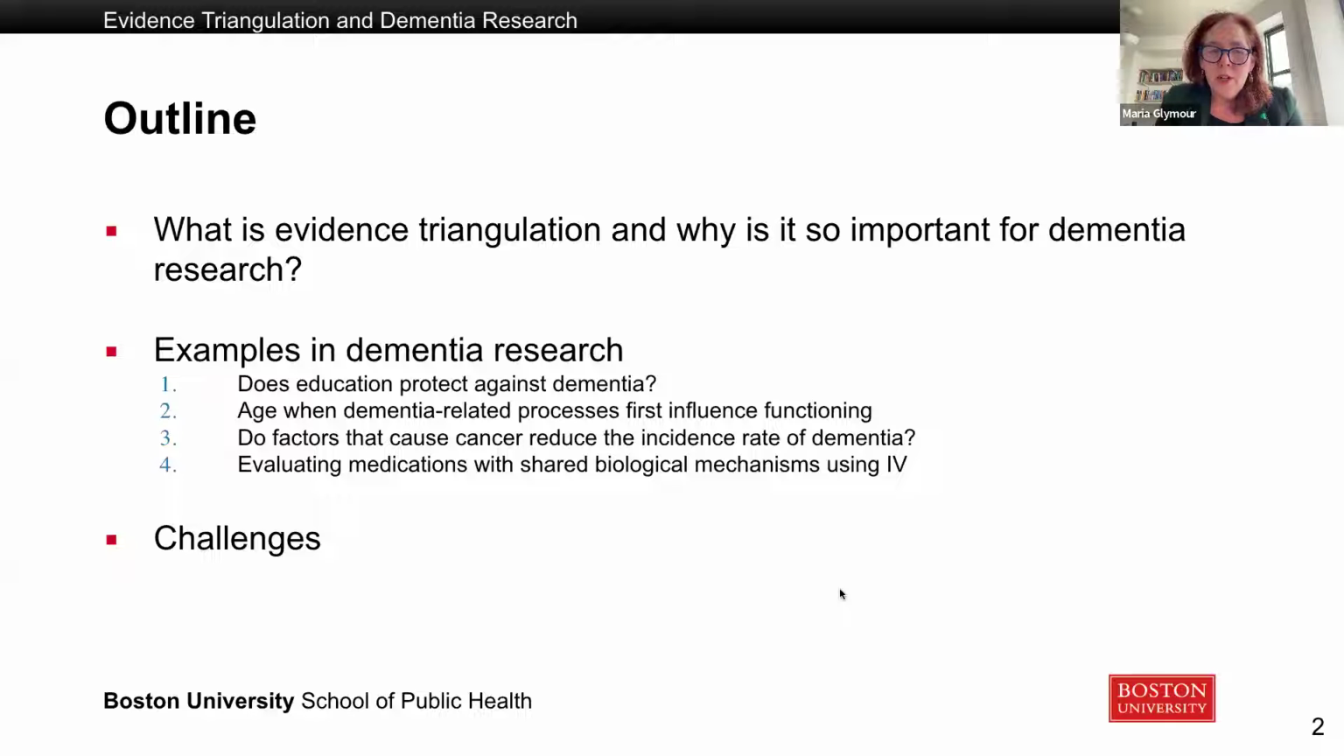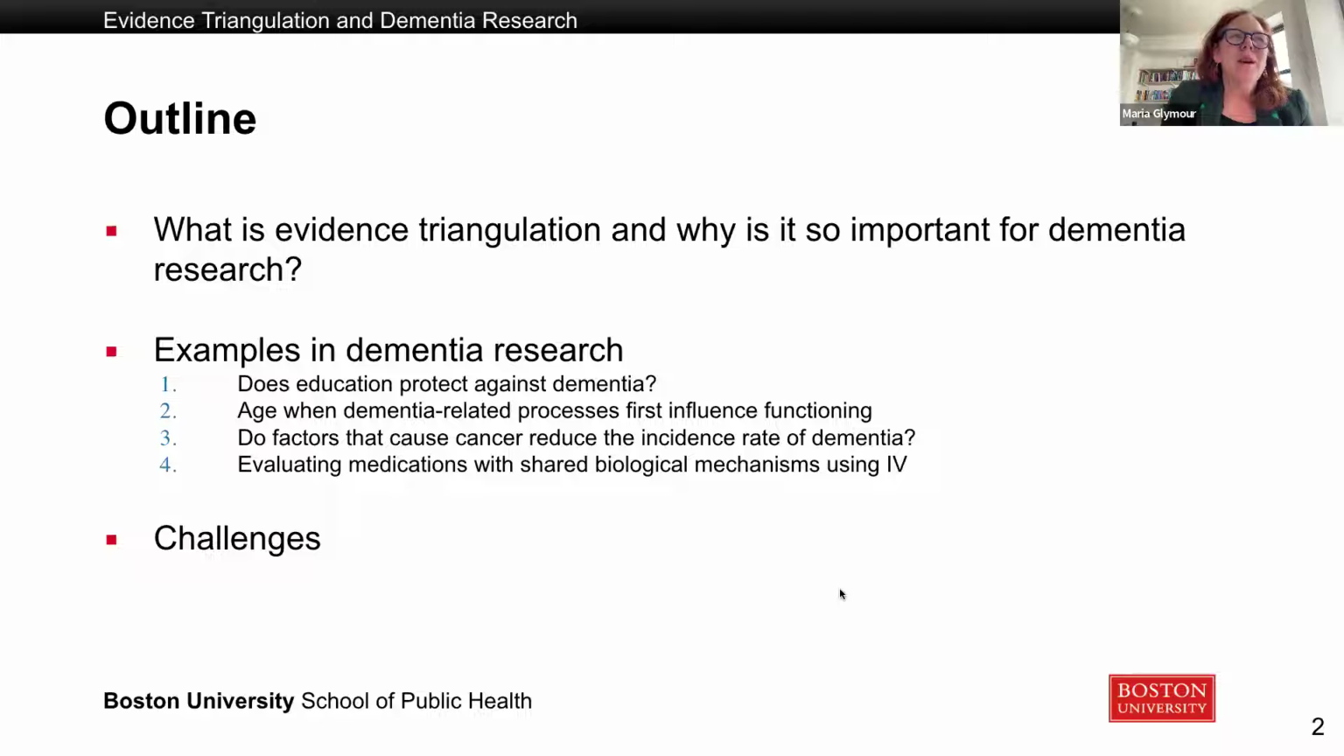I want to talk a little bit about evidence triangulation in the context of dementia research. My assumption is that this audience is not necessarily super familiar with dementia research per se, so I want to talk about some of the specific challenges in dementia research, which I think, of the health domains, is one of the more messy domains.